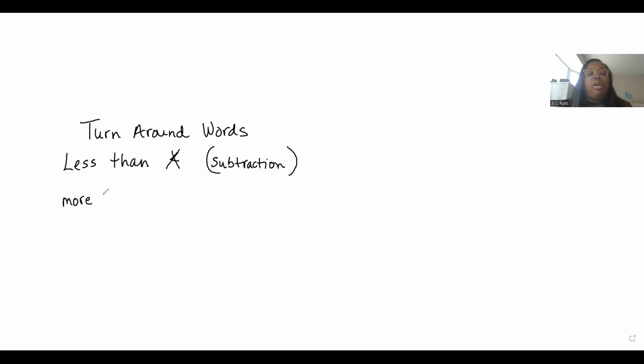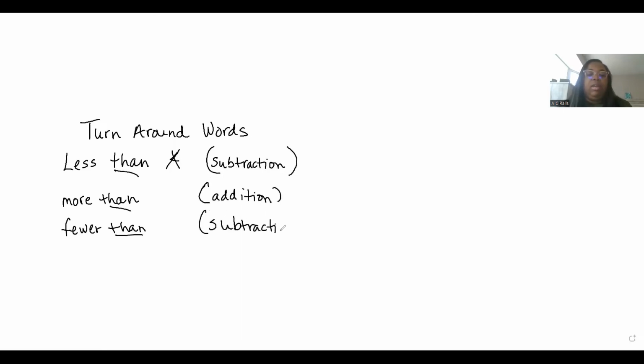Another turnaround phrase is more than, and fewer than. What you notice about these is we have a lot of thans. So when you see less than, more than, fewer than, you're going to turn it around. More than would be addition. Fewer than would be subtraction. And then we have one more turnaround.